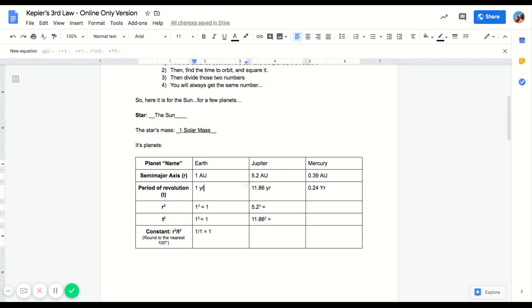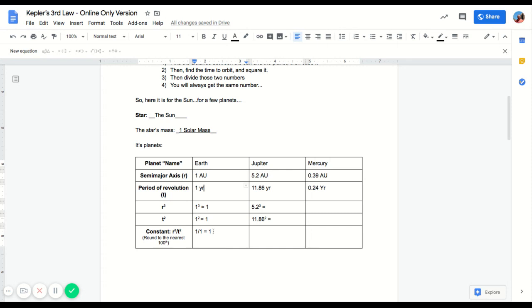The mass of the sun is 1 solar mass, okay? For Earth, the distance is 1 AU, and AU is the distance from the Earth to the sun. And the period, we know it takes 1 year to go around. So I cube the first number, 1 cubed is 1, and I square the second number, 1 squared is 1. And then when I divide, 1 divided by 1, I get 1.